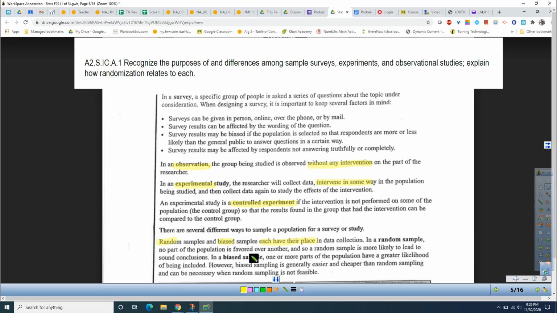But in a biased sample, one or more of the parts of the population have a greater likelihood of being included. However, biased sampling is generally easier and cheaper than random sampling, and it can be necessary when random sampling is not feasible. It's just too expensive to do some of that sometimes. So it doesn't make biased sampling useless. It just means you've got to remember that it is biased and how it's being affected.